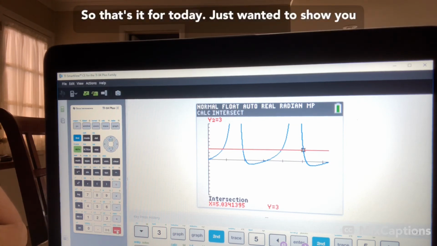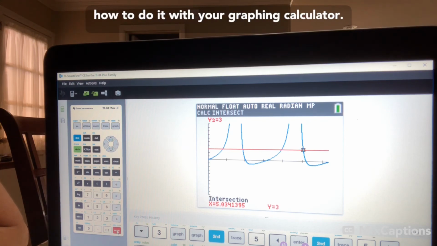So that's it for today. Just wanted to show you how to do it with your graphing calculator.